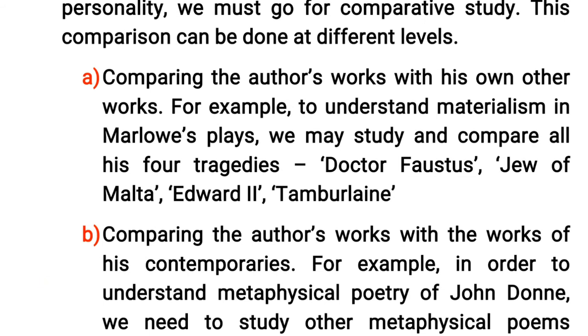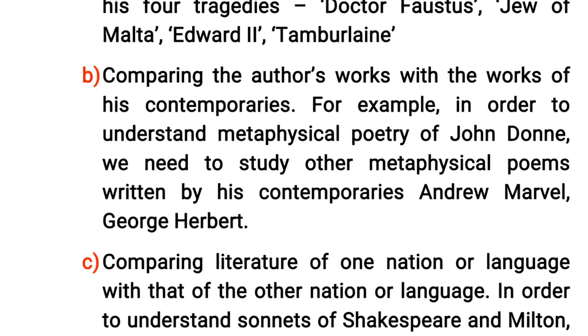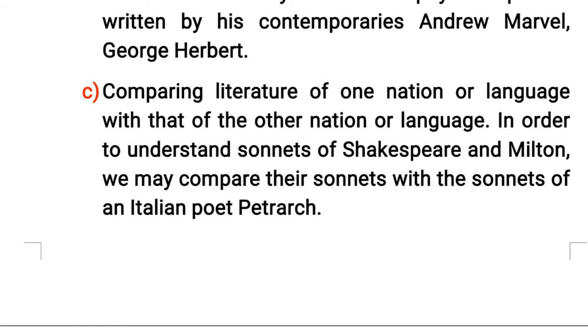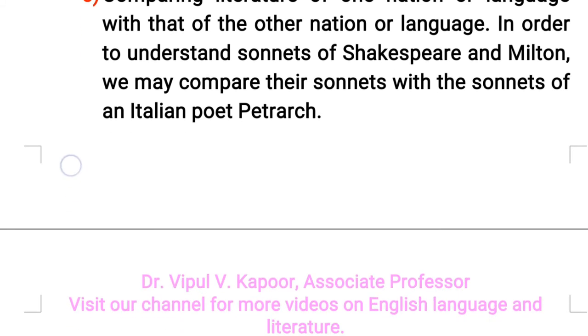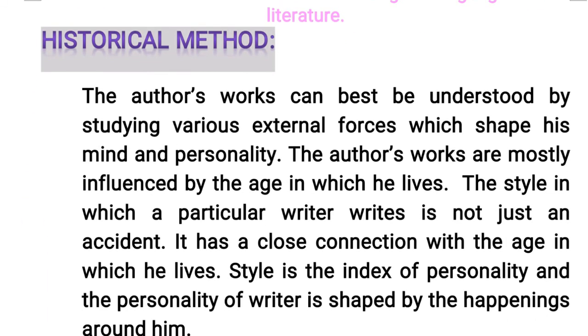So comparing at these three different levels. Number one, comparing the author's works with his own other works. Number two, the comparison of one author with the other author who lived during the same period of time, and number three, comparing one literature with the other literature. For example, you can compare English drama with French drama. Okay, so this is how you make your understanding clearer by doing comparison at different levels.